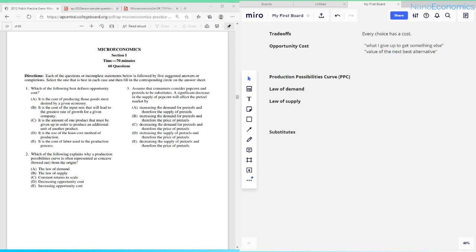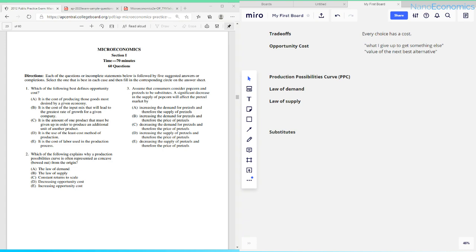So for A, it's the cost of producing those goods most desired by a given economy. I was trying to think of what definitionally this might fit. It does generally relate to, maybe we could look at it as, total cost of production at equilibrium. But we would probably have more productive ways of describing a scenario that fits. So A would not be something we could consider correct, and there's not really a case where we would accept that answer as making the most sense.